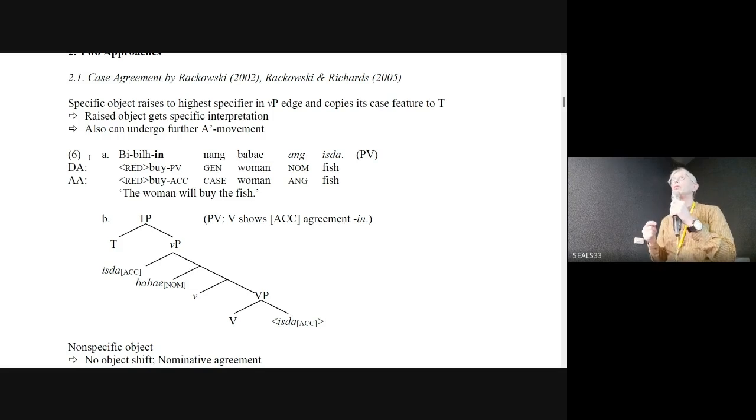In the patient voice, the direct object is typically definite, at least specific. So it has a presuppositional interpretation. In order to get that interpretation, it has to move to the edge of the little vP phase. In that position, in 6b here, it's the closest argument to T. So then it can pass its case feature, which, since this is a direct object, is accusative, to T, and the verb will move up to T, and then patient voice morphology will be spelled out, because patient voice morphology is agreement with accusative case.